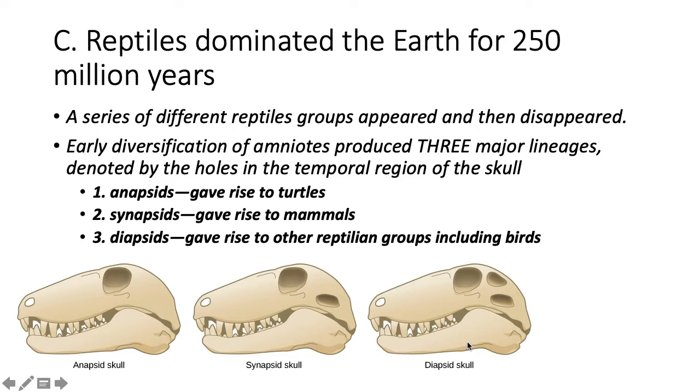And then we have the diopsids, where we have two holes behind the orbital socket, and it's going to give rise to other reptilian groups. This also includes the birds. So yeah, the presence and the number of openings behind your eyes is how they are all grouped here.